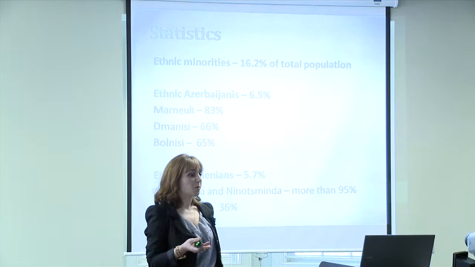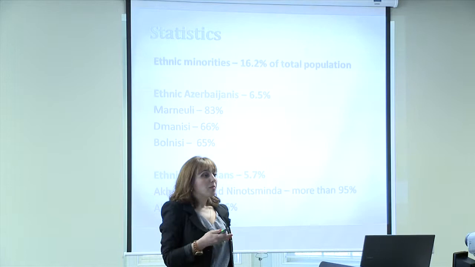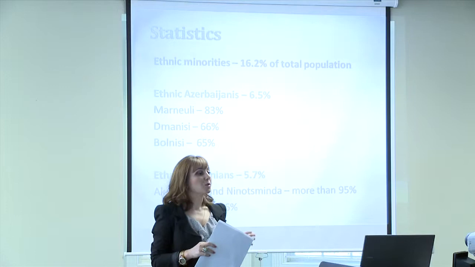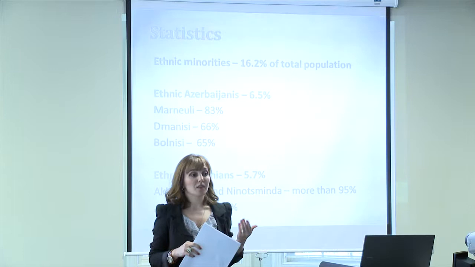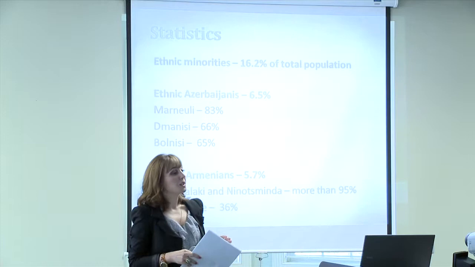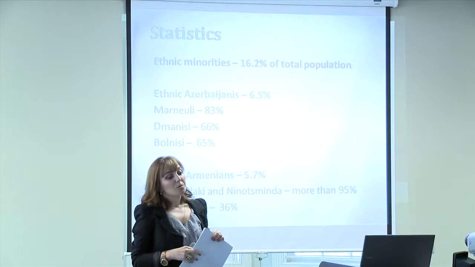According to the latest census, ethnic minorities form 16.2% of the total population. One of the largest groups of ethnic minorities, after ethnic Georgians, are ethnic Azerbaijanis. They constitute 6.5% of the total population. Most of them are located in Marneuli, where they constitute 83% of the population. The other biggest group of ethnic minorities are ethnic Armenians. The largest numbers of them can be found in Ninotsminda and Akhalkalaki, in the south-west part of Georgia, where they constitute more than 85% of the total population.